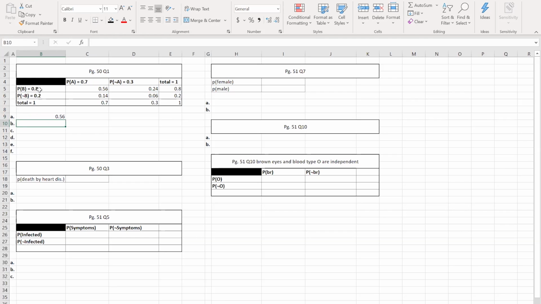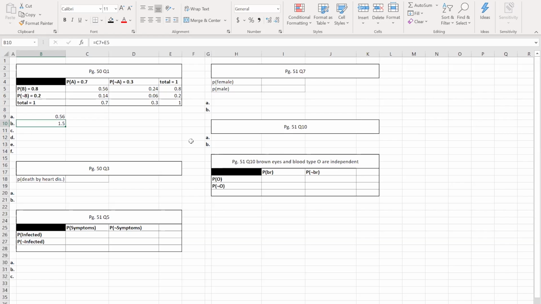B, what's the probability of A or B? i.e. A or B or both. We're including the possibility that both are occurring. This is a little bit more complicated. So this is the probability of A plus the probability of B, the additive rule of probability. So if these were mutually exclusive, that's where I would stop. I would say the probability of A plus the probability of B is the probability of A or B.